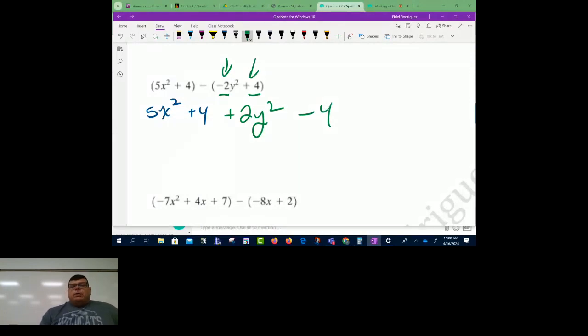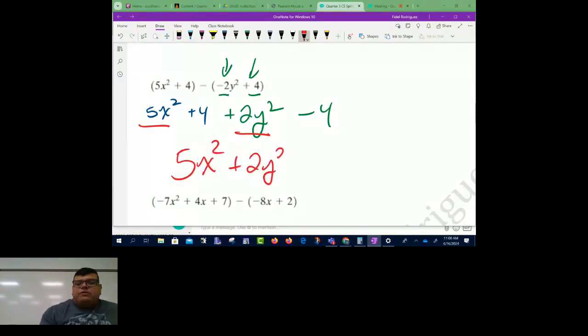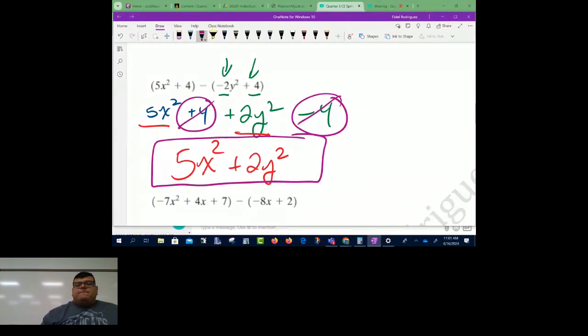Okay. Now, y'all, for this problem, I want us to be careful, right? Because if you notice, this is an x squared and that's a y squared. Y'all, I cannot combine them together because they're not like terms, right? One's x's, one's y's. So I'm just going to write 5x squared plus 2y squared. But, y'all, look, positive 4 minus 4, those are going to go away. So, again, that's all we're left with, right? We're just left with that piece right there.